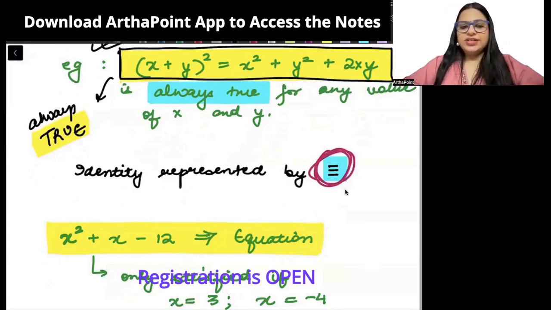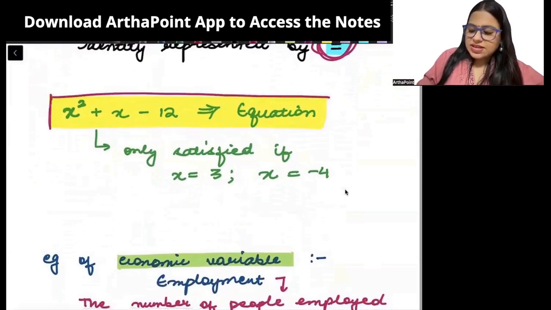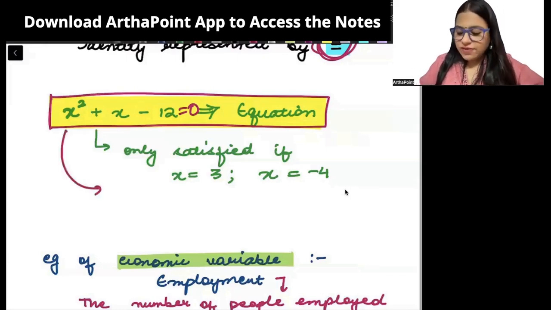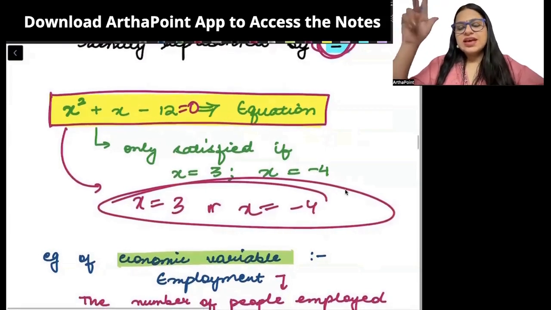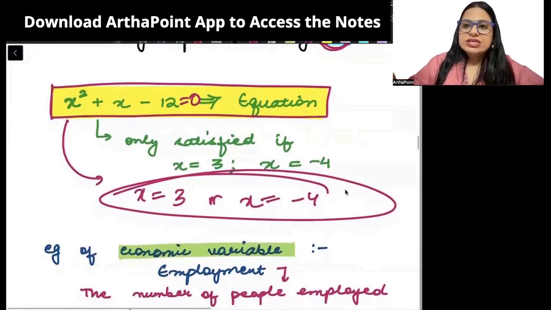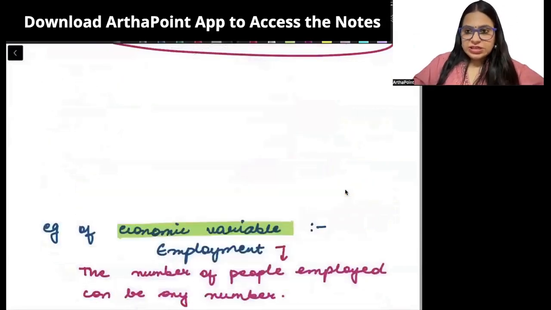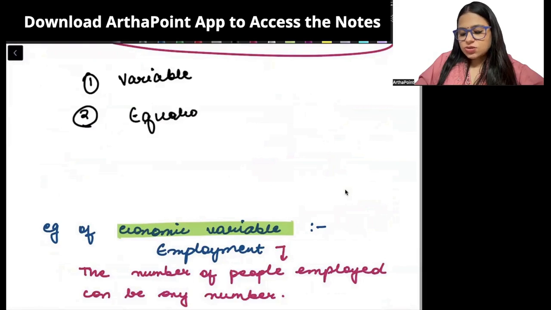Clear? अच्छा, now let us talk about another example. x square plus x minus 12 is equal to 0. अब ये सिर्फ तब ट्रू होगा when x is 3 और x is minus 4. Again, it is true only for 2 values of x. ऐसा नहीं x को कुछ भी डालो and it will be true. So this is an equation. Clear? ठीक है। तो by now बेटा we have studied the following. हमें ये समझ में आ गया कि एक वेरिएबल क्या है, और हमें ये पता चल गया कि what is an equation versus identity.